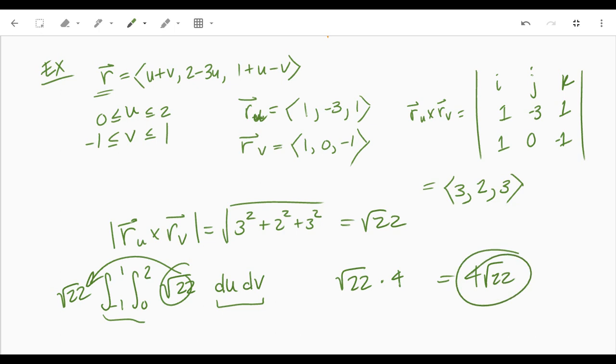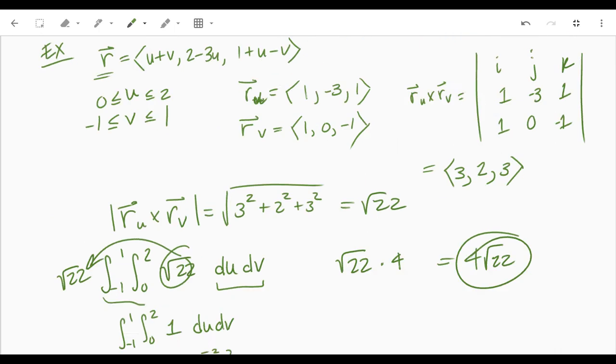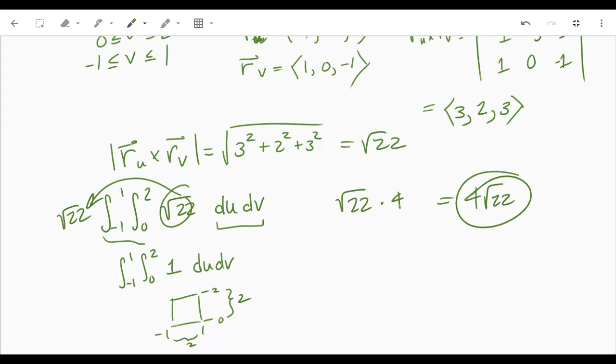I could go ahead and do the integral if I wanted to, but remember, the integral of 1 is just finding the area. We're between 0 and 2 and -1 and 1. That's just a rectangle. From -1 to 1 is 2, and if you go from 0 to 2, that's 2. It's a little shortcut there. All right. So that's pretty straightforward if it's in vector form like that.